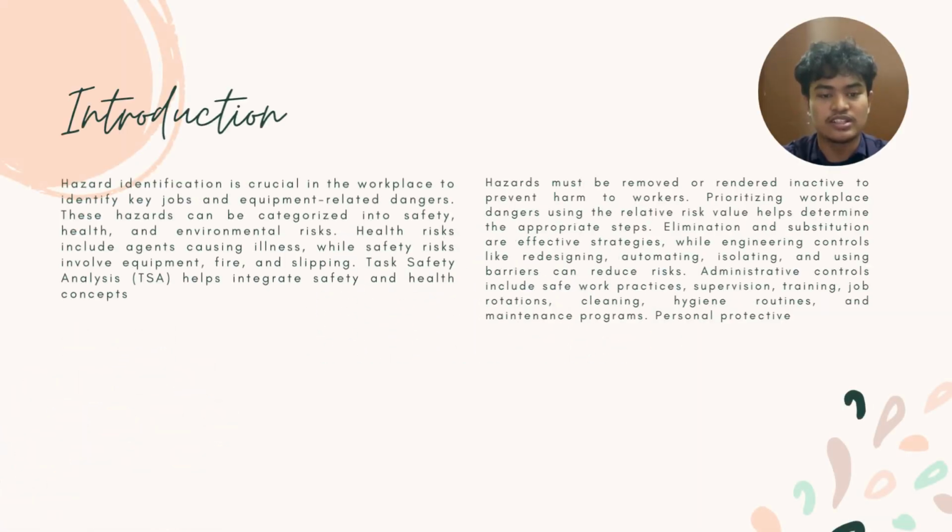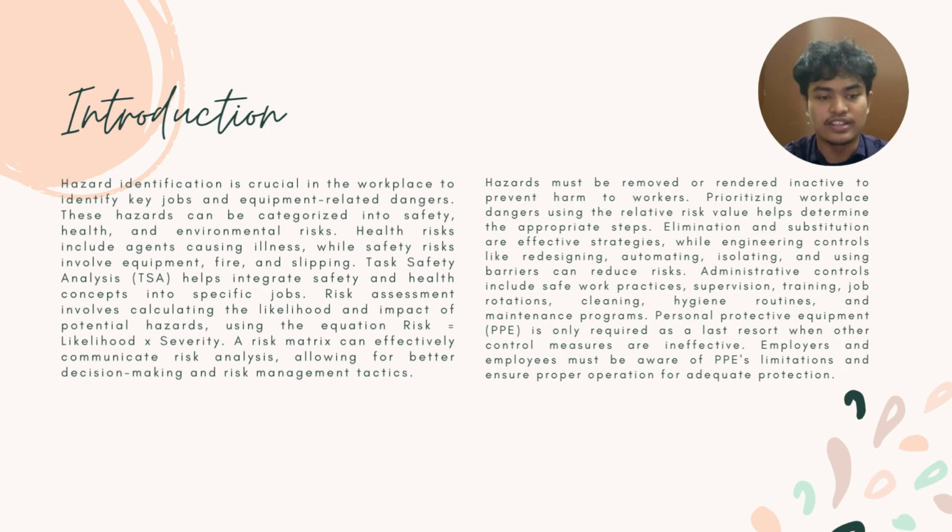Hazard identification is crucial in the workplace to identify key jobs and equipment related dangers. These hazards can be categorized into safety, health, and environmental health. Health risks include agents causing illness, while safety risks involve equipment, fire, and slipping. Job safety analysis helps integrate safety and health concepts into specific jobs. Risk assessment involves calculating the likelihood of an impact of a potential hazard.